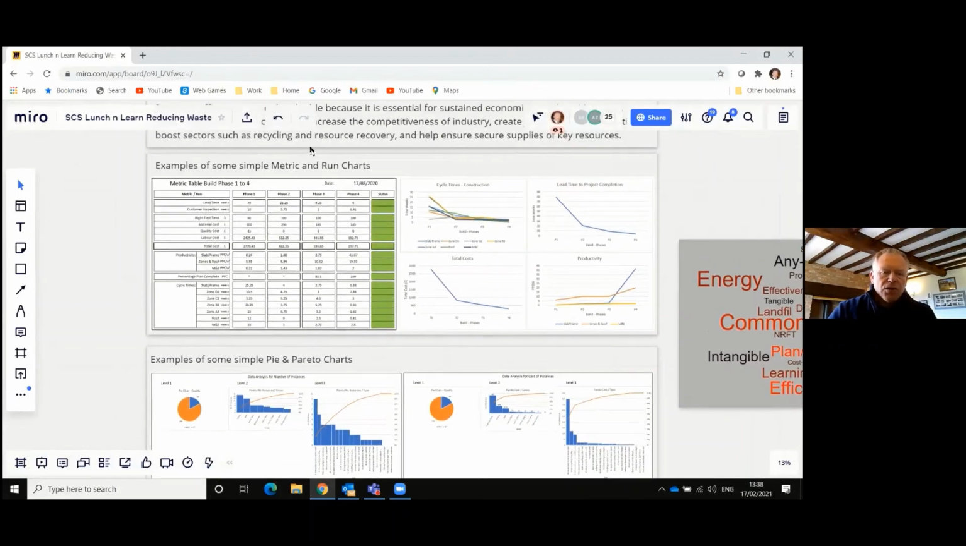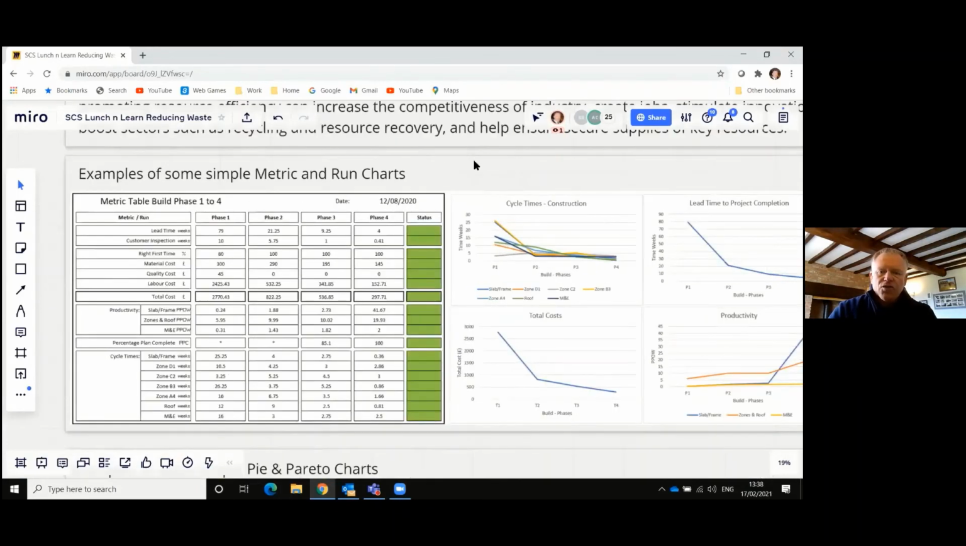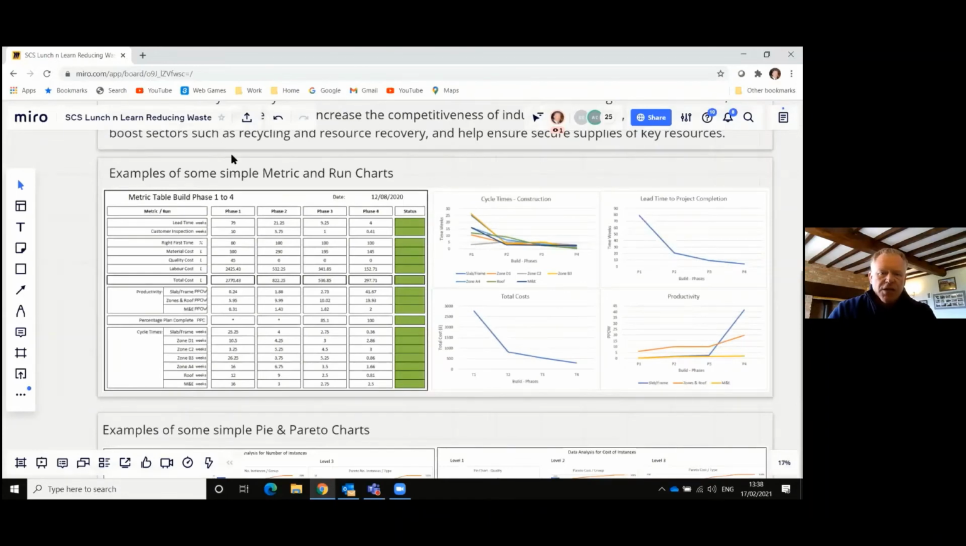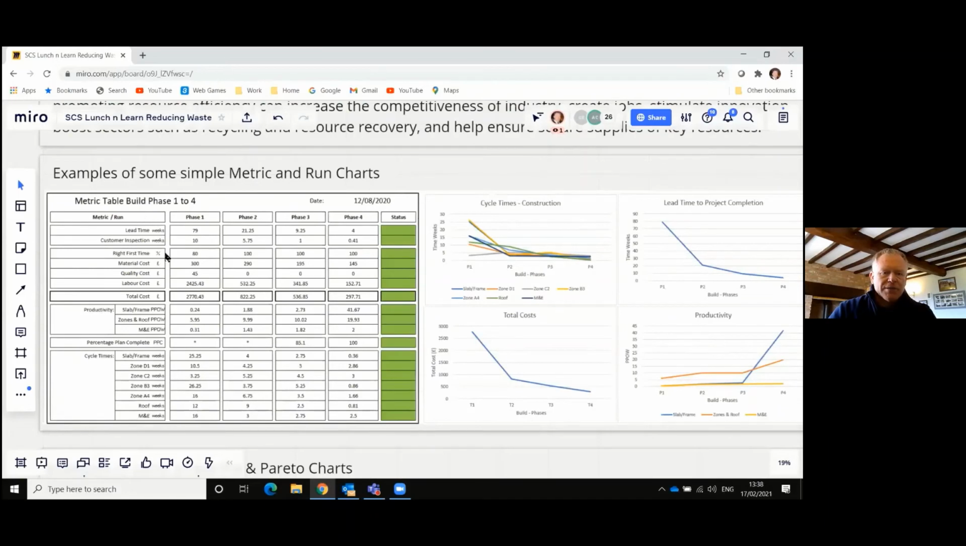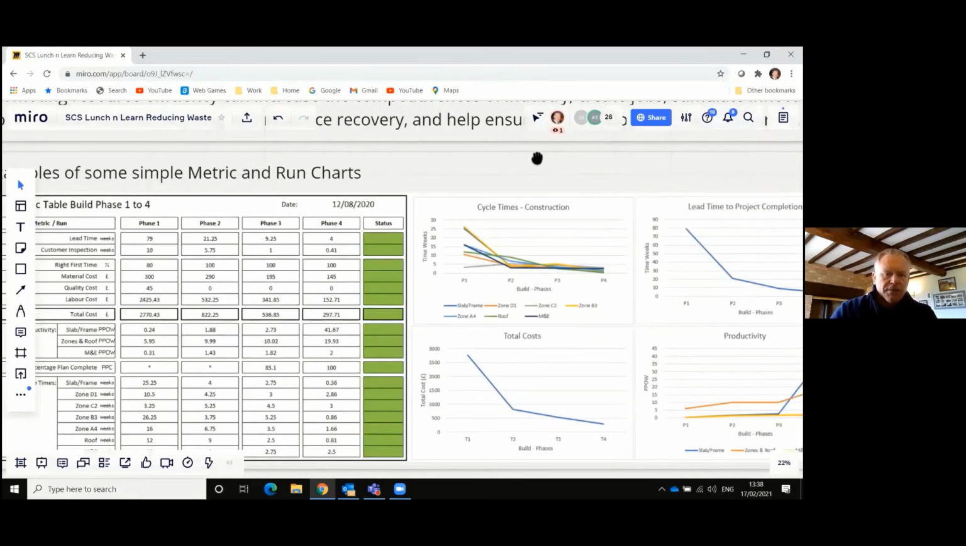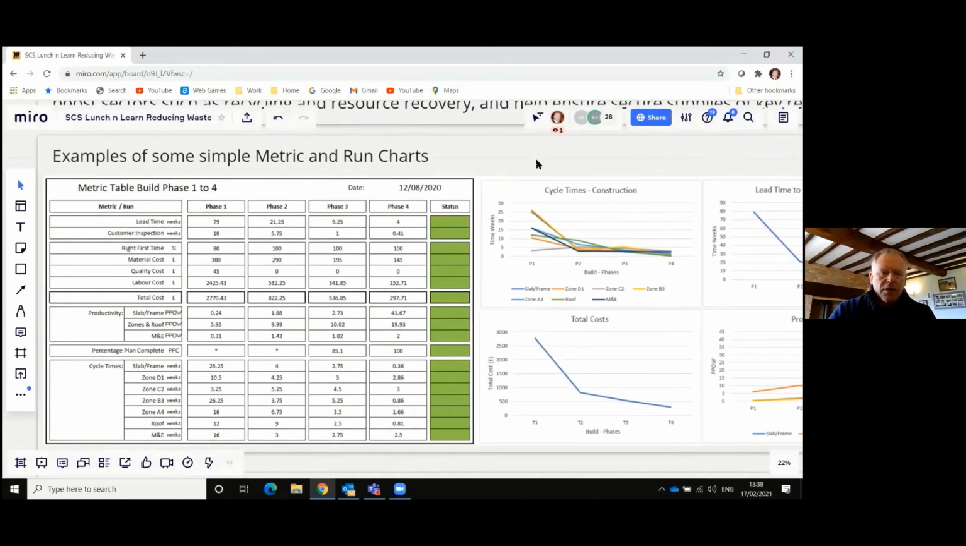But what we can also do is think about what things are we tracking as an organisation. And I've put together a very, very simple run chart based around 4 phases of a construction build. I've started to understand lead times in number of weeks, what the potential right first time has been, the costs of material and the labour costs associated. And as you can see, as lead time comes down, as we start to invest in improvements, so do the total costs and so do the labour costs associated to what we're working with there.